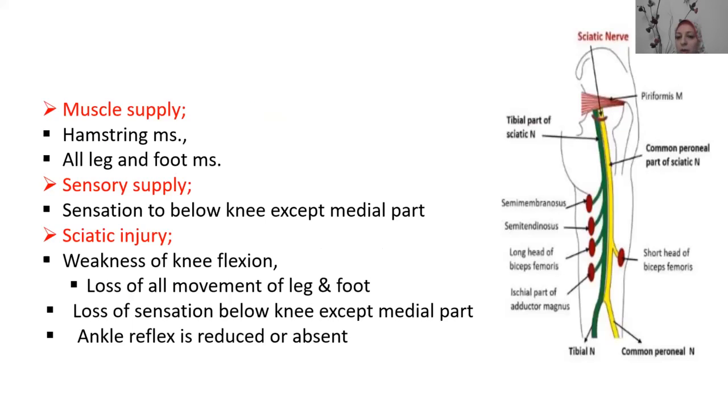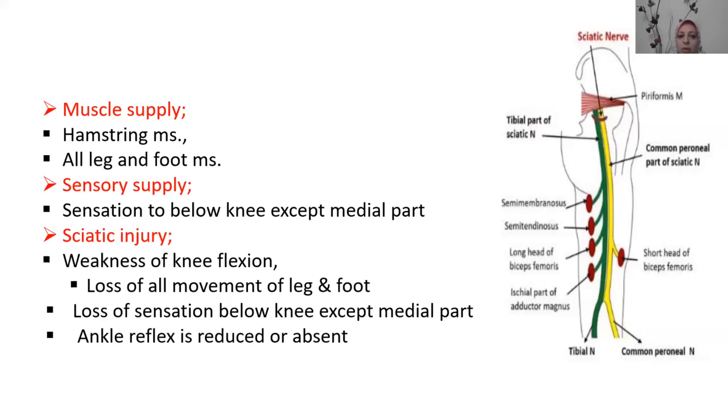What muscles are supplied by the sciatic nerve? It supplies semimembranosus, semitendinosus, the ischial part of adductor magnus, and the long head of biceps, derived from the tibial part of the sciatic nerve, and the short head of biceps, supplied by the peroneal part of the sciatic nerve. It's the only muscle supplied by the peroneal nerve above the popliteal fossa, and it has important value in electrophysiological diagnosis in differentiating between common peroneal affection and sciatic nerve affection.